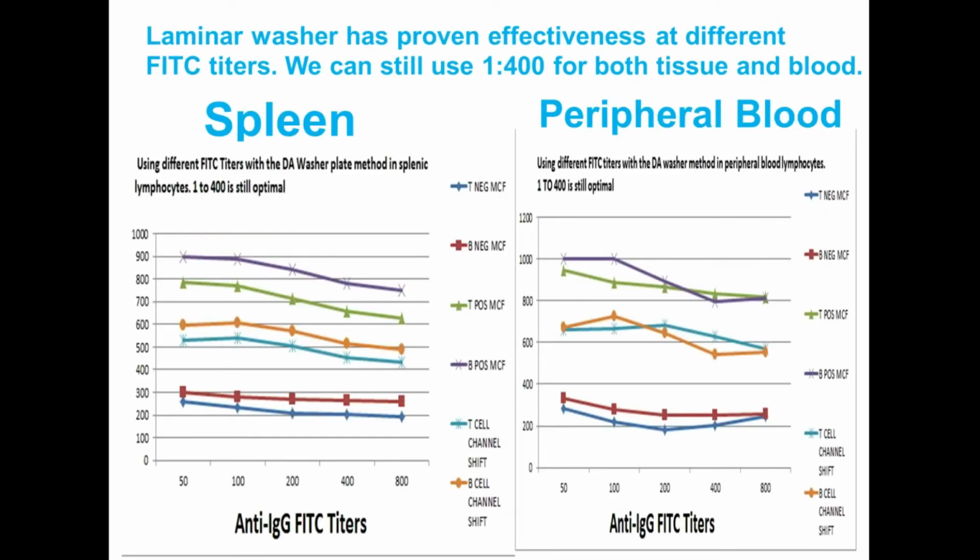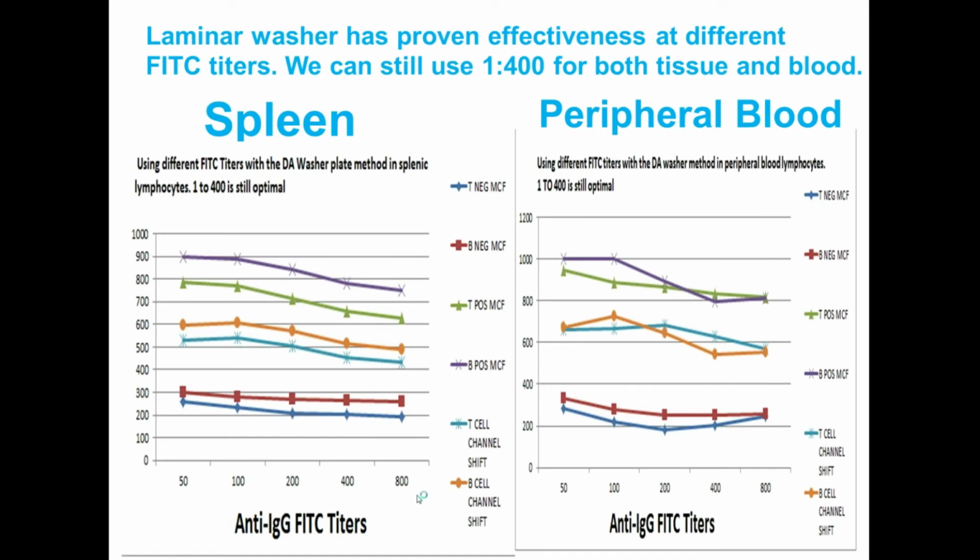After confirming that we could still use 100,000 cells per sample in our crossmatches using the Laminar Wash system, we also wanted to confirm that we could continue to use the 1 to 400 FITC dilution. So I had to perform a FITC titer experiment that tested dilutions of 1 to 50, 1 to 100, 1 to 200, 1 to 400, and 1 to 800.